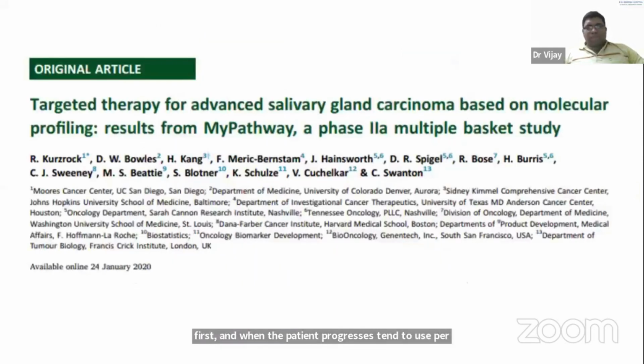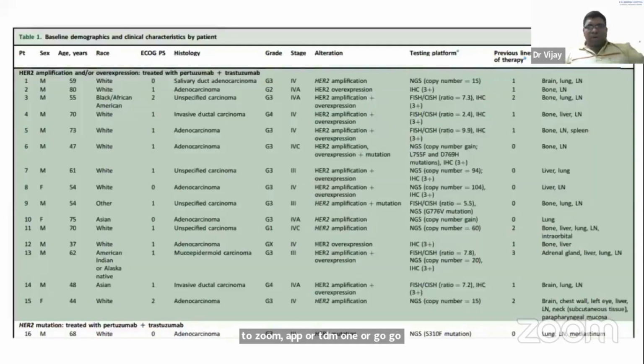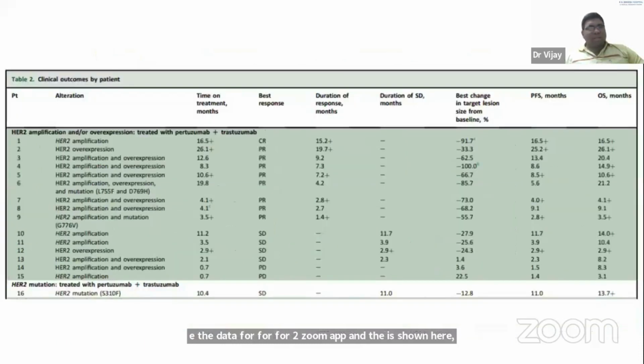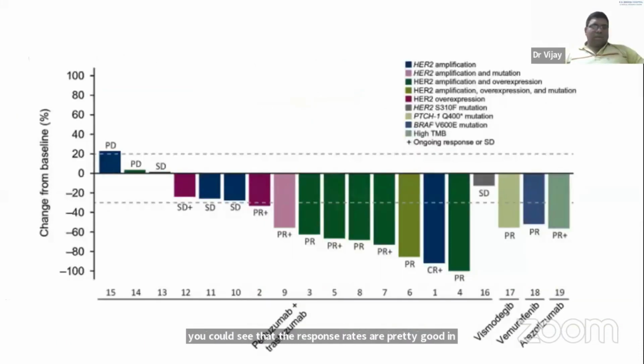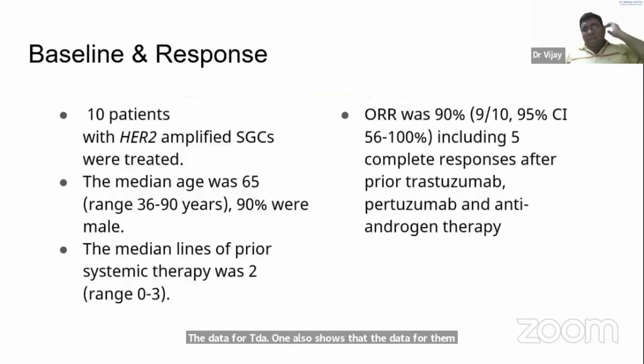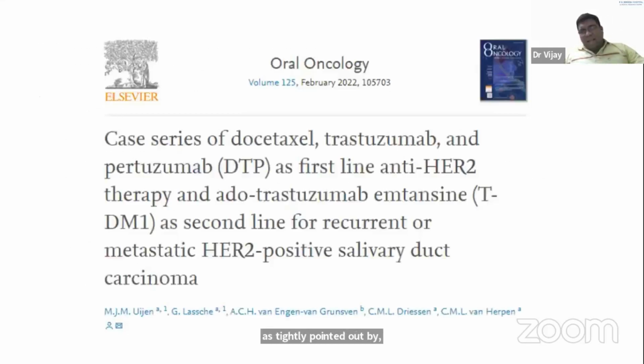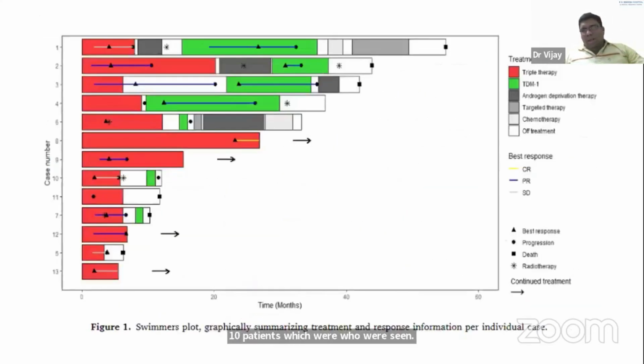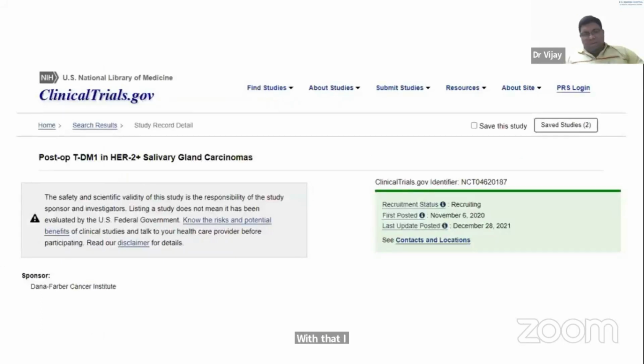In fact, the data for pertuzumab is shown here, and you could see that the response rates are pretty good in these patients. The data for TDM1 also is good. They have good response rates, which were seen, as rightly pointed out by Satvik. This was only in 10 patients. With that, I would just stop here. If there are any questions, I'll take them, because I think we have already overshot the time given to us.